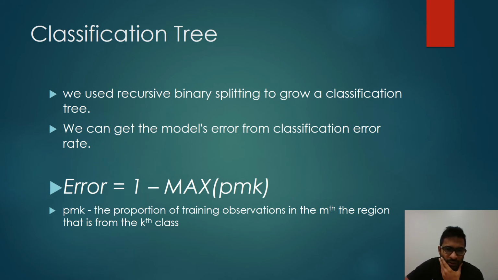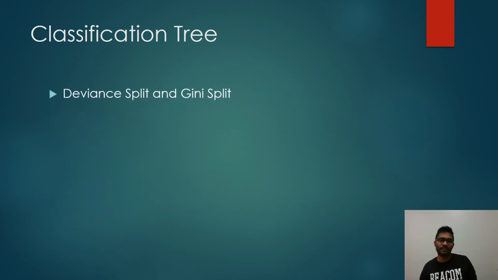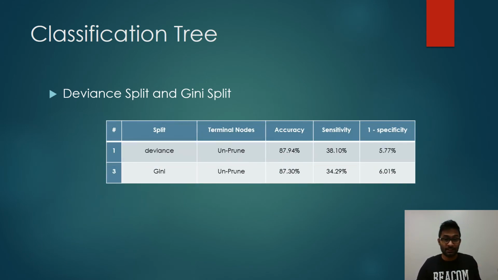So in this model, we use recursive binary splitting to draw a classification tree. We can get the model's error from the classification error rate, which is the fraction of the training observations in that region that do not belong to the most common class. When training the data, there are two types of splits I use. One is the deviance split, the other one is the gini split. This is the performance of the first two iterations with both of those splits.